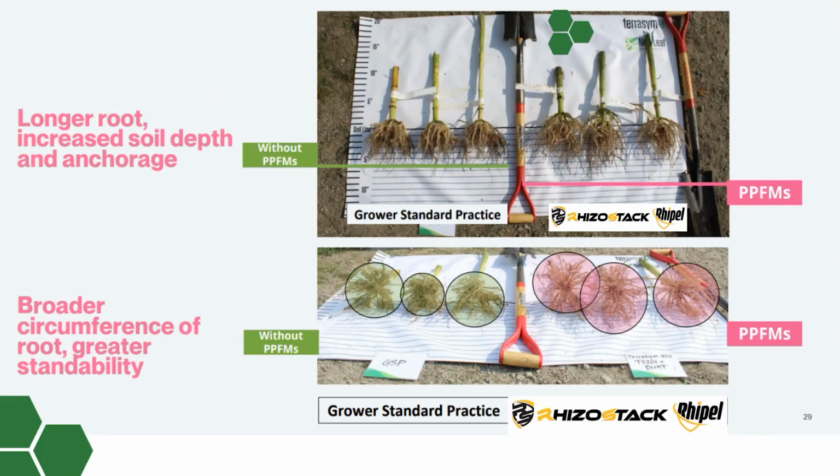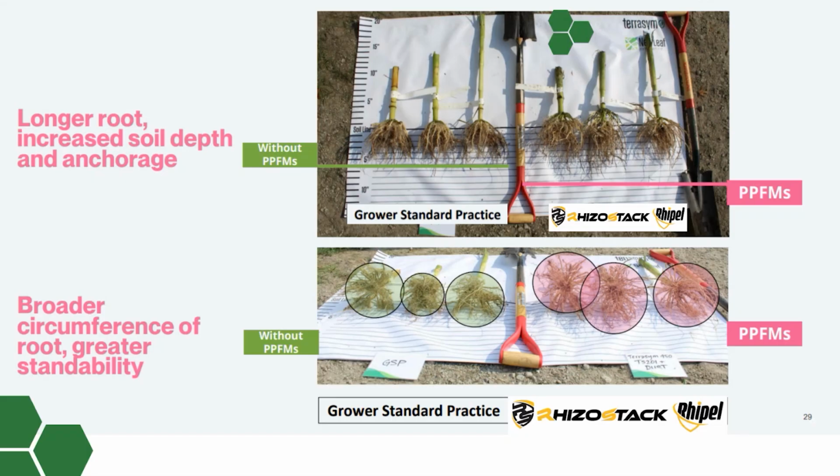So here's a visual. This is a root dig, later on in the season. RhizoStack Rhipel is on the right, and then just a regular check or grower standard practice on the left. The big thing to note here is the root depth, so we're getting a little bit deeper roots. The root structure of that hybrid is all the same. It didn't change lateral branching or anything like that. We're just getting a lot longer root system that goes deeper into the profile.